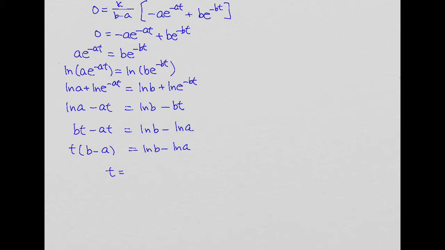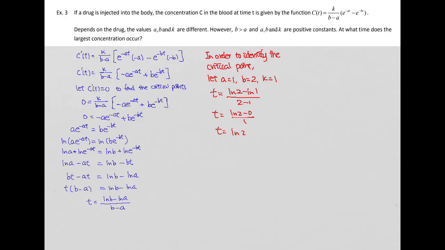And t will be ln b minus ln a over b minus a. And that's our critical point. Since we need to identify this critical point, we cannot use all the variables around. So let's make some assumptions. I let a equal 1, b equal 2 because b has to be bigger than a, and k equal 1. So they are all constants, they are all positive, and b is bigger than a.